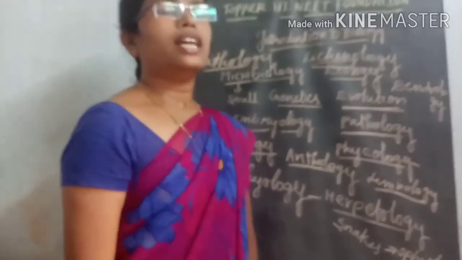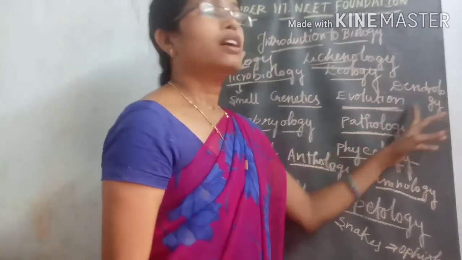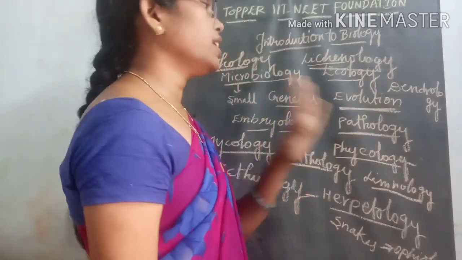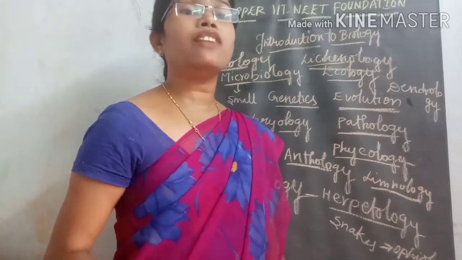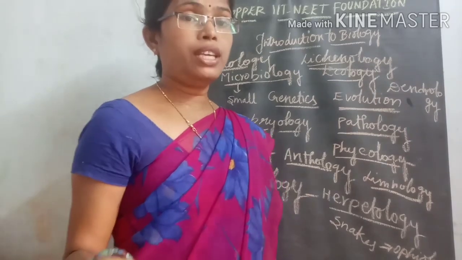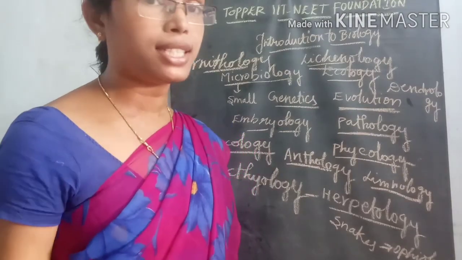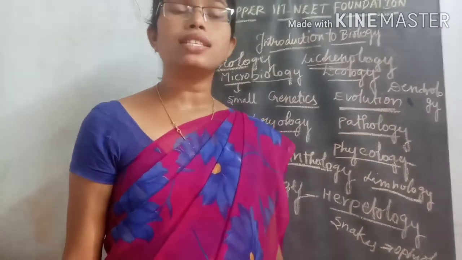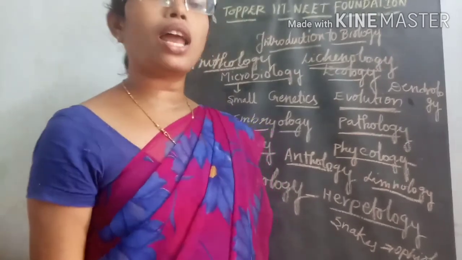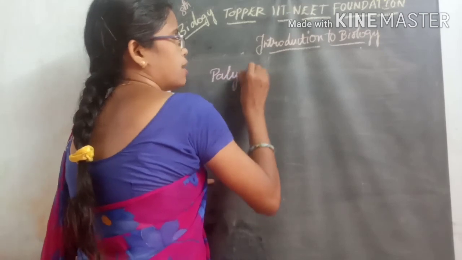In that, the science which mainly deals with trees is called dendrology. And the study of the age of plants, studying the different varieties of plant age, comes under dendrochronology. What is that science? Dendrochronology.